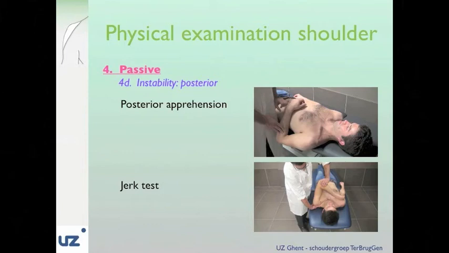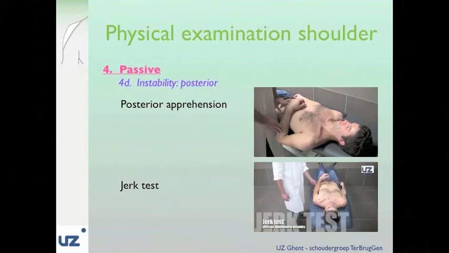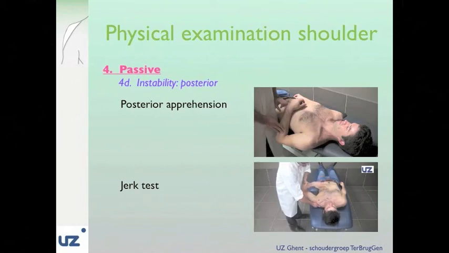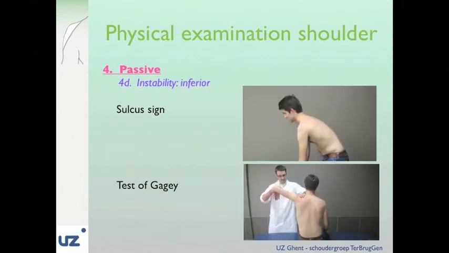A variation of this test is the jerk test. The patient's arm is abducted to 90 degrees and internally rotated. The examiner loads the humerus while the arm is moved horizontally across the body. In a positive test, there will be a sudden jerk as the humeral head slides off the back of the glenoid. When evaluating the glenohumeral instability, also inferior laxity needs to be evaluated.